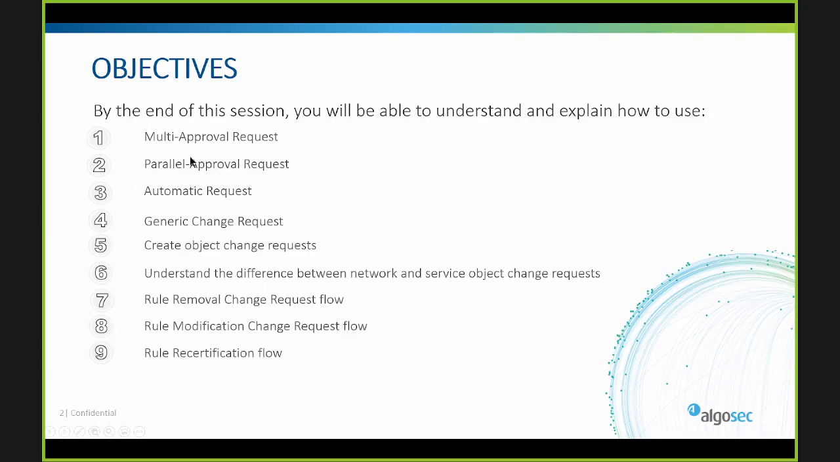Look. We have multiple approval, parallel approval, automatic requests. We'll see how we can leverage the automation in Fireflow to make a change go through pretty much zero touch. We have generic change requests. We'll look at object changes, rule removals, rule modification, and rule recertification. So a big long shopping list there.